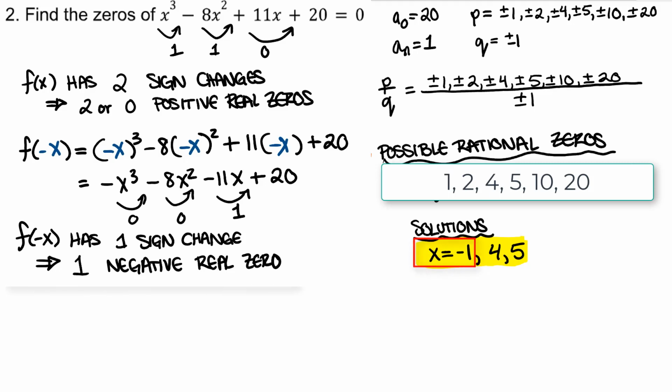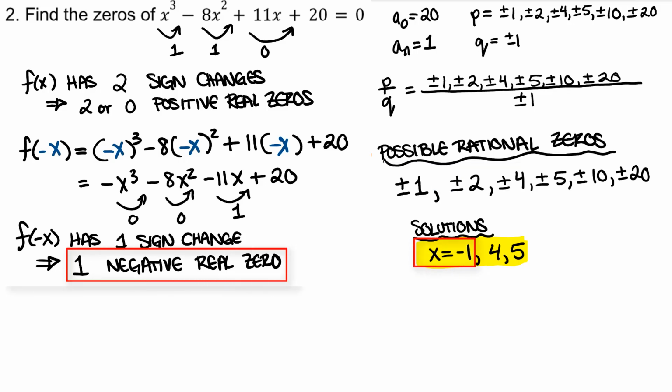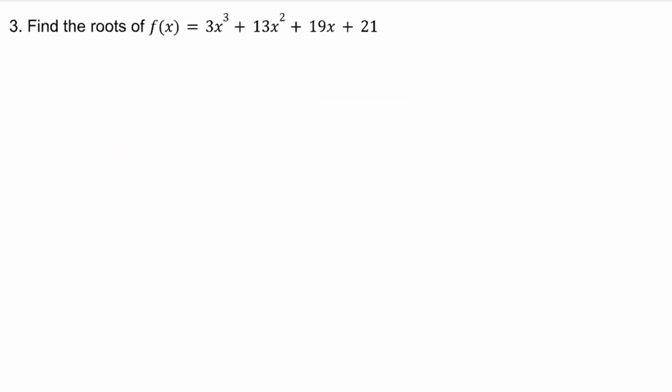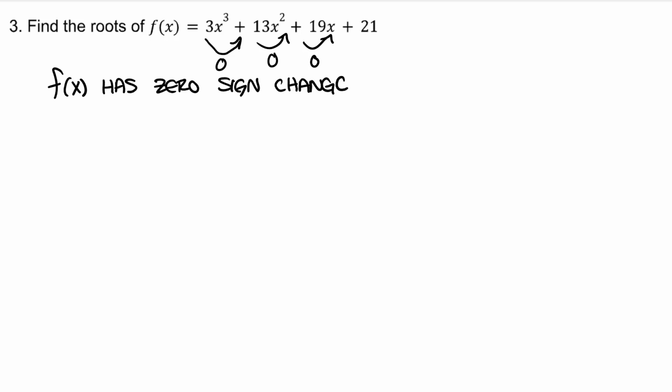And was Descartes' rule of signs correct? Yes, we have one negative real zero and 2 or 0 positive real zeros. 2 in this case. For number 3, let's start with Descartes' rule of signs. Check the sign changes of f of x. Positive to positive is 0. Oh, it looks like there are no sign changes here. This means our polynomial has 0 positive real zeros.